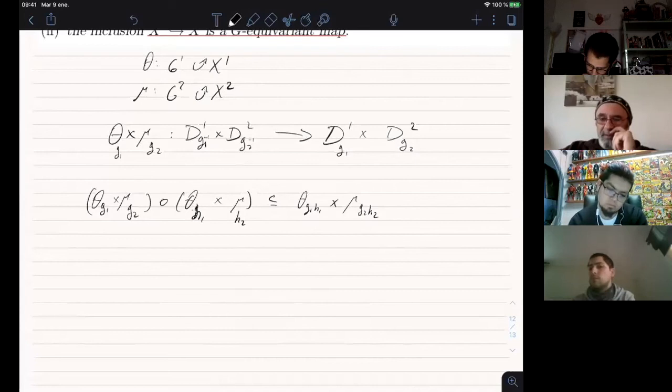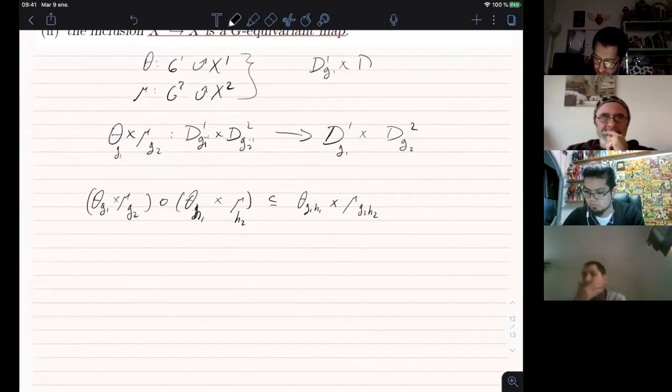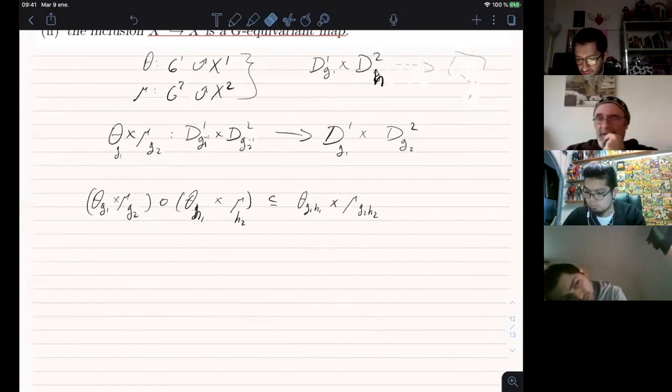But I think the problem comes when we consider the same space here. I mean, in the case we want to do something like D1 times DG2 and go to one set instead of a product of sets. Well, I think that this is still okay.